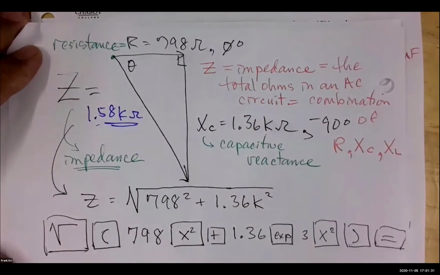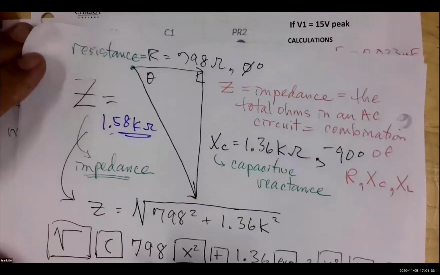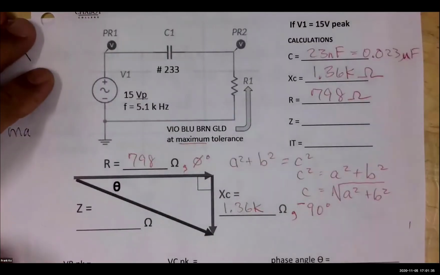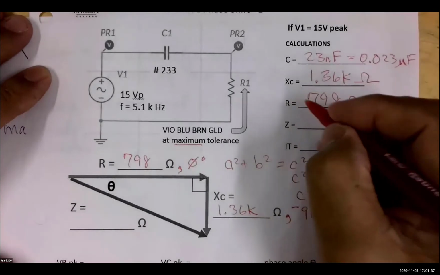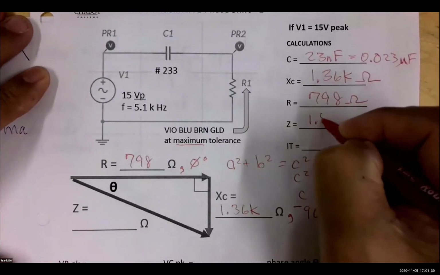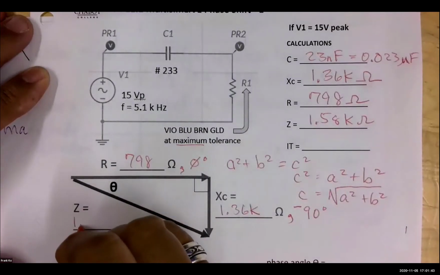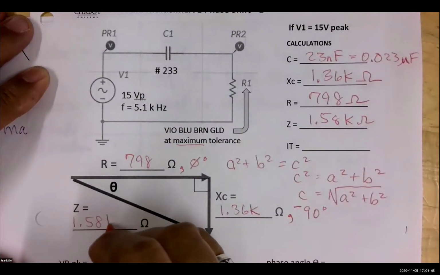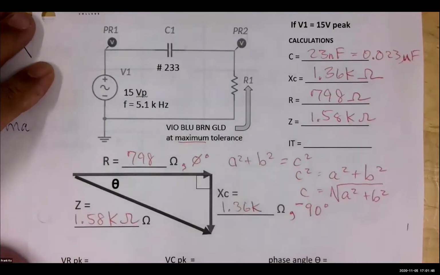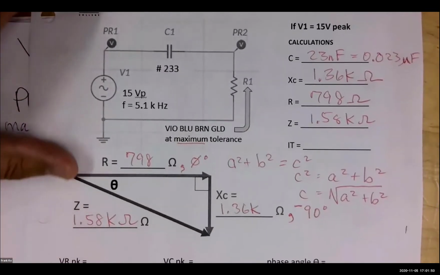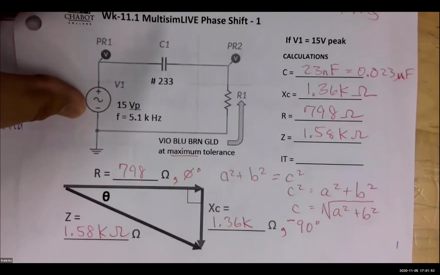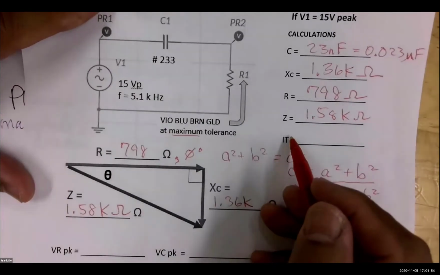Pythagorean theorem. Now do I have a value of Z? So I'm going to put that value of Z right here. Total ohms is 1.58 kilo ohms. I'm going to write it there, and 1.58 kilo ohms right over here, okay? One more thing to calculate in this first group of calculations is current.